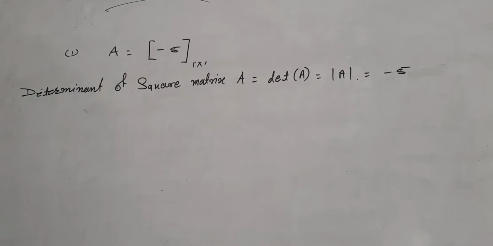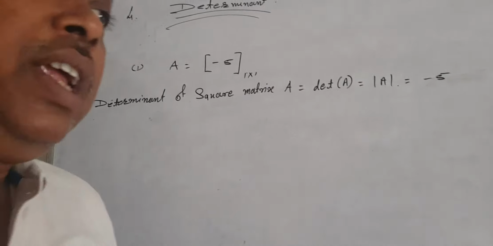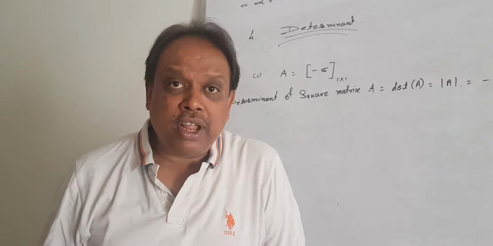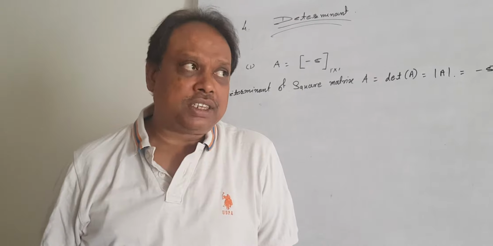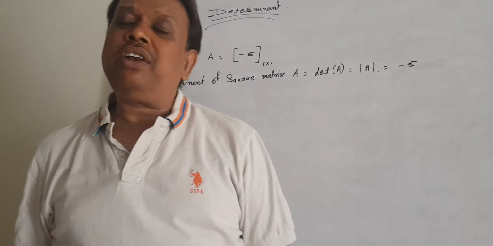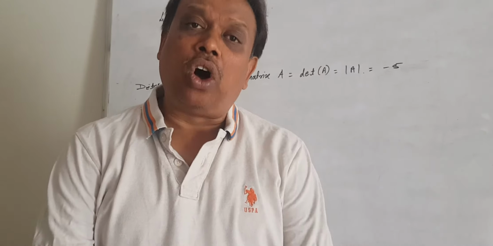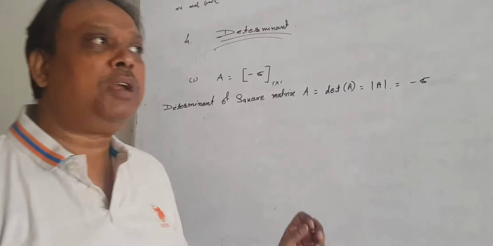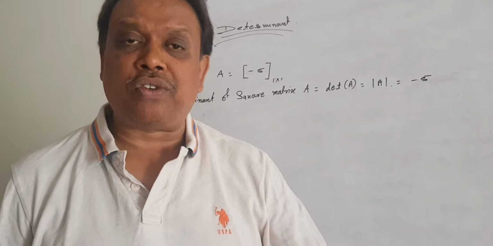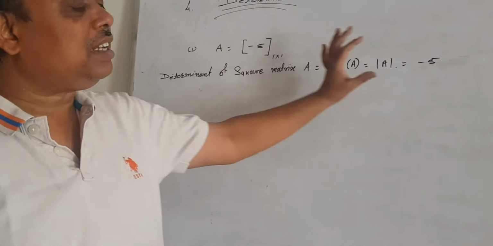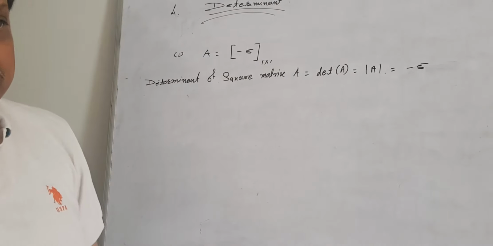So I repeat again: every square matrix is associated with a unique real number. That real number is called the determinant of the square matrix. Now this is a way of finding the determinant of the square matrix.